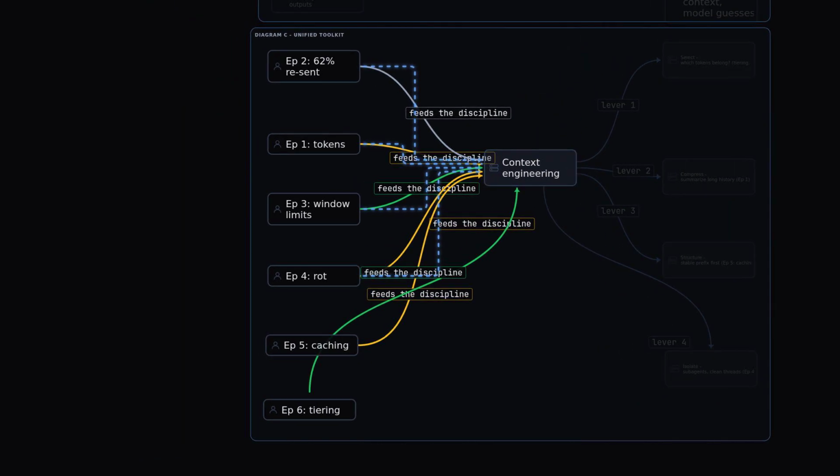Step further back. This isn't just the playlist finale. It's the bridge across the whole channel. Playlist 1, the editor. Playlist 2, the agent. Playlist 3, the economics. All 3 converge on one job: building reliable, affordable, predictable AI systems. The model is interchangeable. What differentiates good systems from broken ones is the engineering around it. Context engineering is the name for most of that engineering.